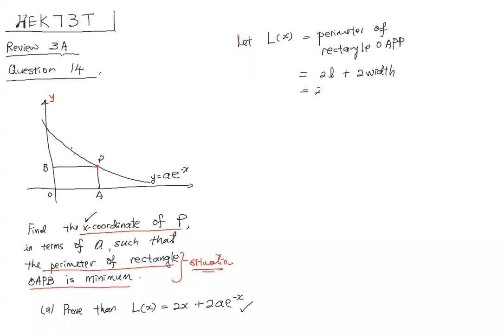AO plus AP, yes. Like that only you can get the mark if I ask you to prove. You see or not? Then you label in here, the coordinate for P is x, and the coordinate y is ae to the power negative x. So now you say 2x plus 2ae to the power negative x. So if I give you 2 marks, you will get a mark here and here.